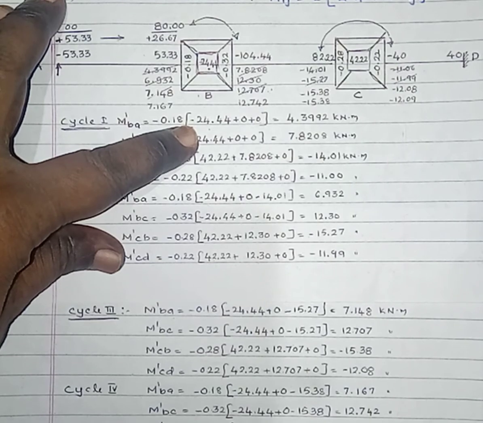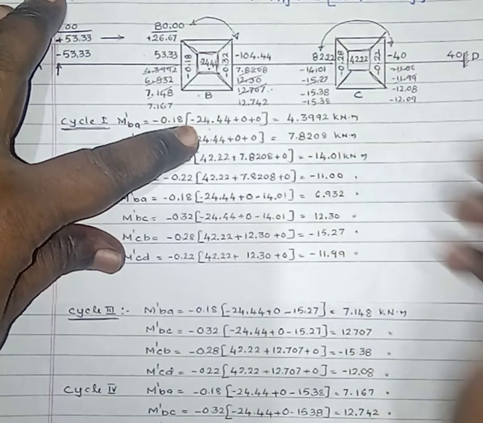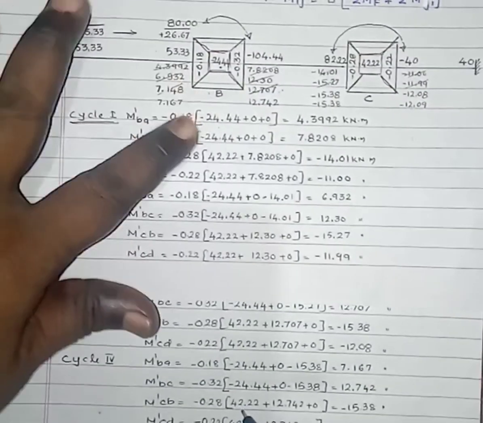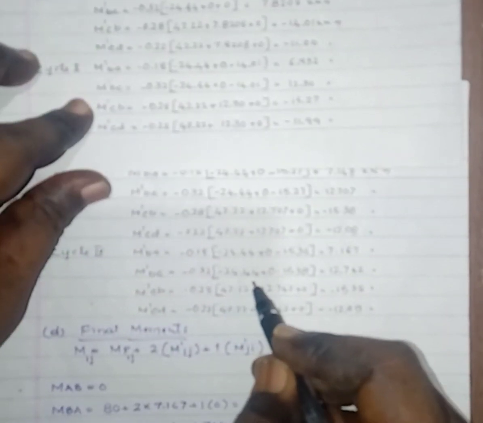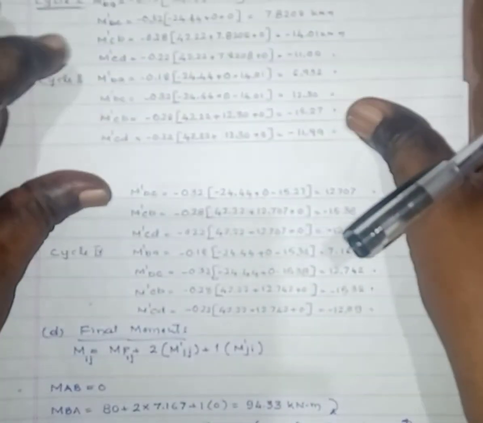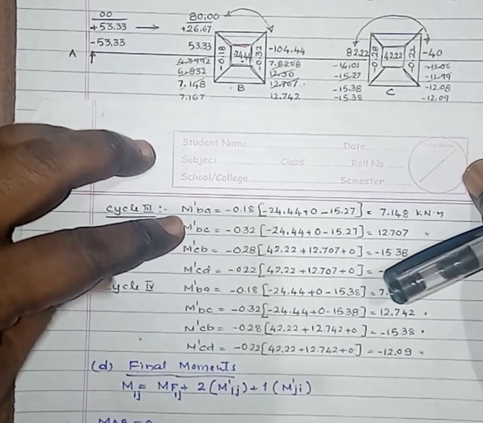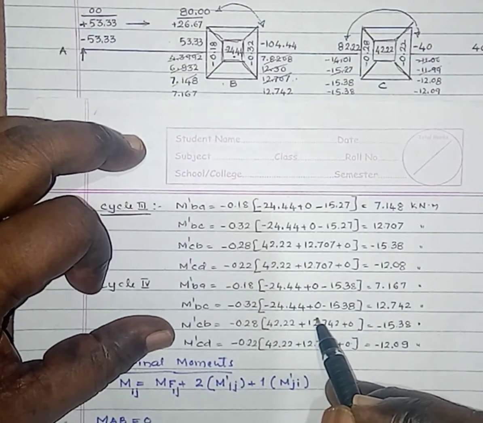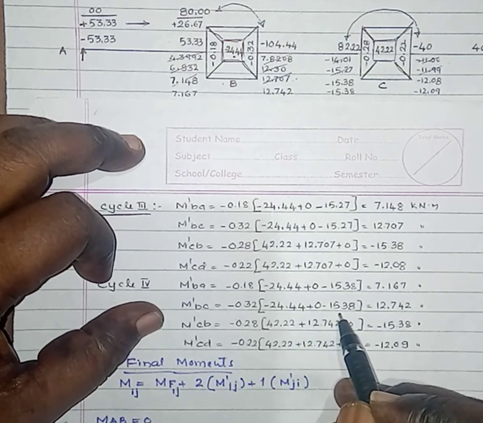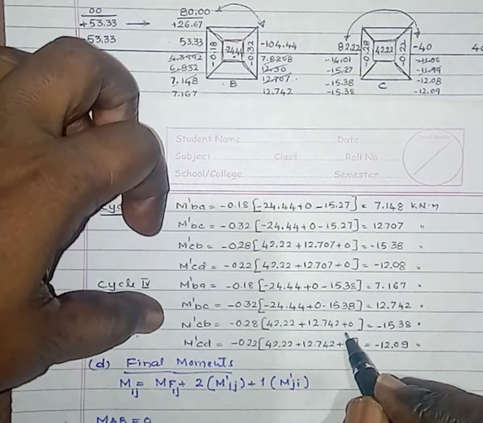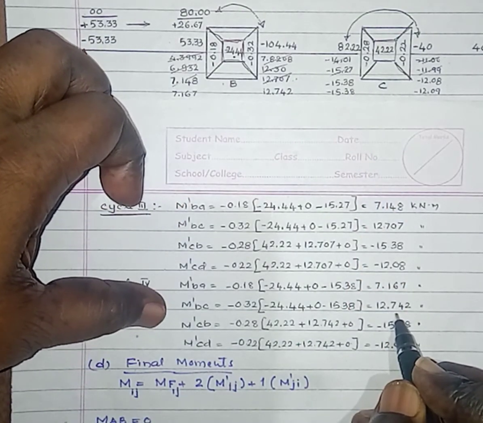Then m dash CB, the rotational factor is minus 0.28, plus sum of the fixed end moments, that is minus 24.44 from this diagram, plus far end contribution, that is 0 from A, minus 15.38 from C. Then after simplification you will get the value of 12.742.